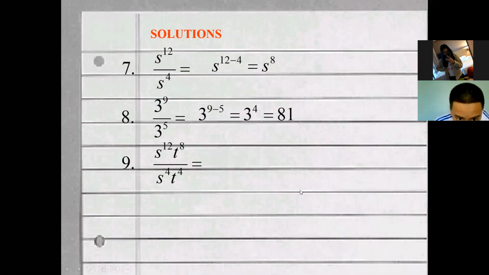S to the power of 8 times t to the power of 4. Very good. So we have here the solution. Last number, but definitely not the least. Number 10, Chelsea.